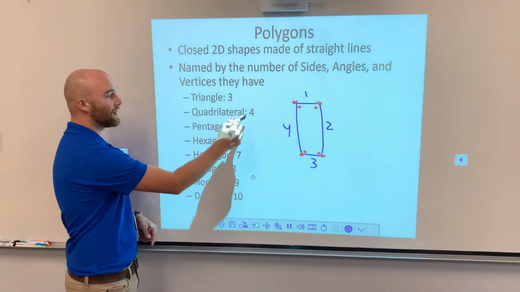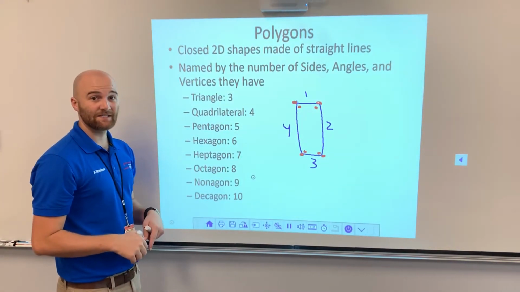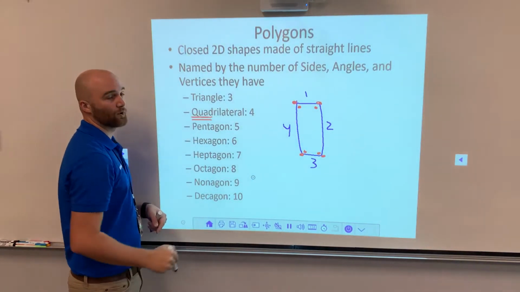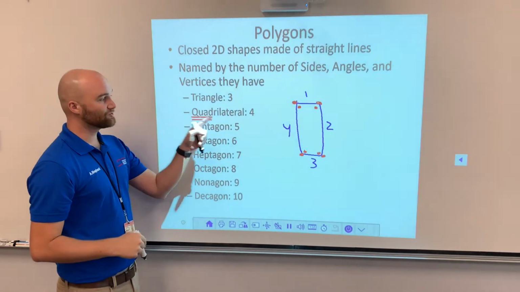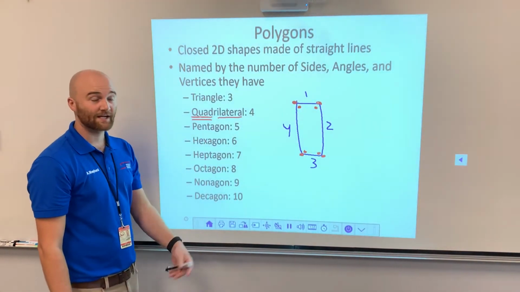This is a quadrilateral. If anybody's ever ridden on one of those quad wheelers, one of those ATVs, it has 4 wheels. That's where we get quad. Quad is 4. Okay? So it's a quadrilateral. Lateral just means the sides. So it's a 4-sided shape.